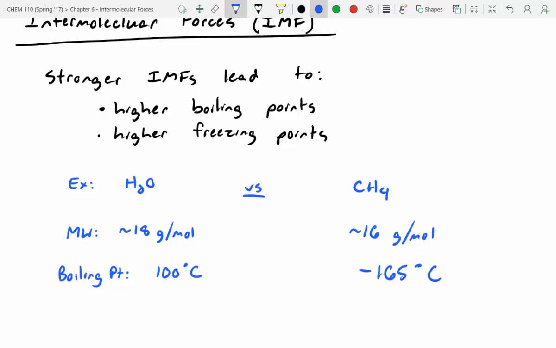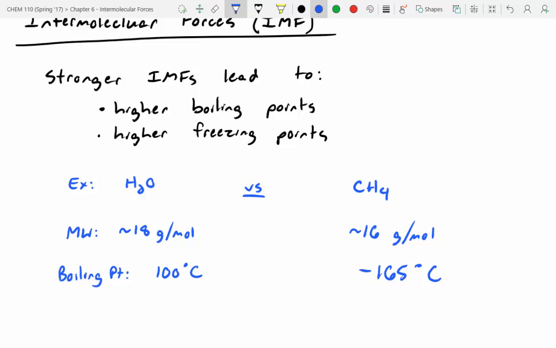Water is super duper sticky. It likes to hang on to water molecules. So when you're boiling it, it'll vibrate around, but it really doesn't want to get discharged and form a gas, right? Where methane doesn't really care about other methane molecules. It will get discharged and form a gas, no problem. So you have to think about it in terms of the intermolecular forces.